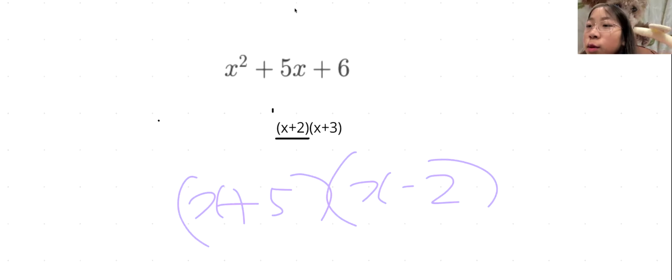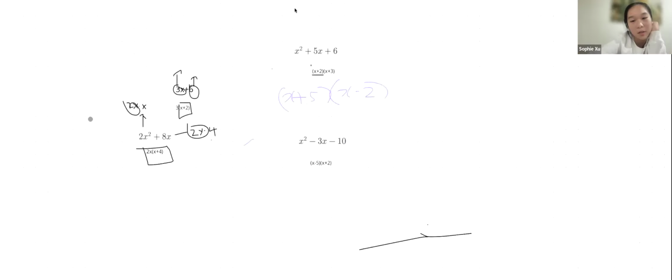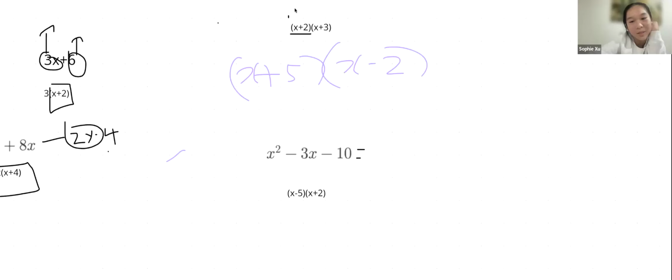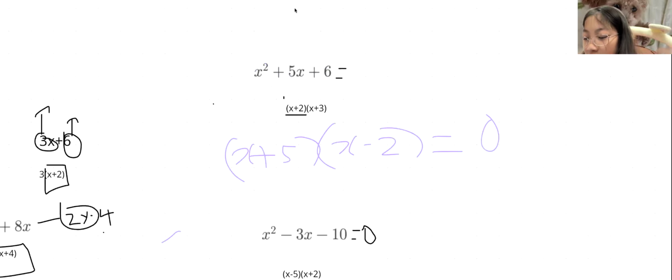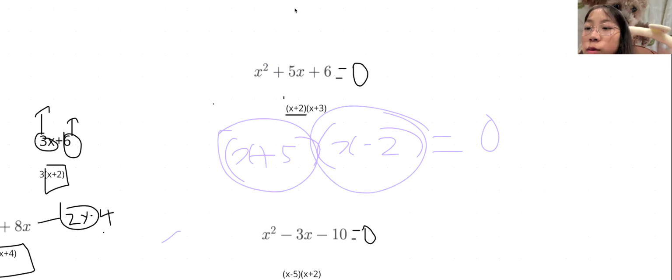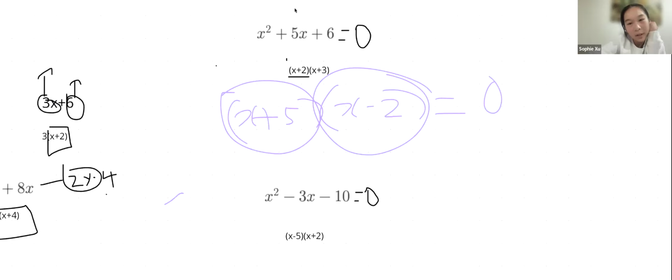Also, what is this thing equal to? Like x squared minus 3x minus 10? This thing, oh yeah, equal to 0. Okay, so then this thing is also equal to 0. And basically, each of these has to be equal to 0, and this has to be equal to 0. Well, I'm not asking you to solve for x. I'm just asking you to factorize.